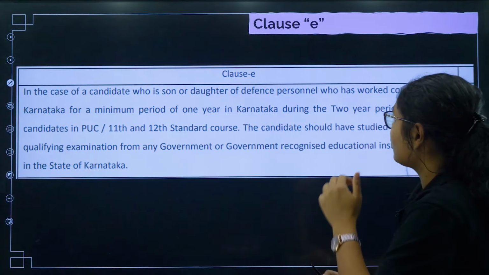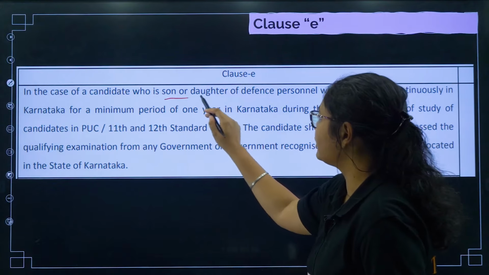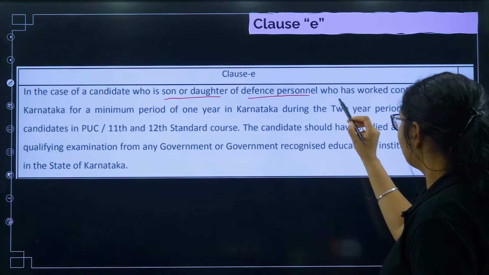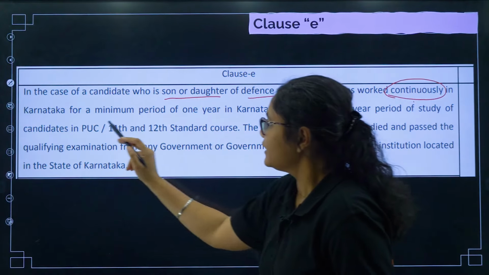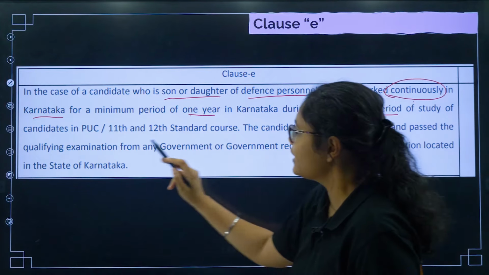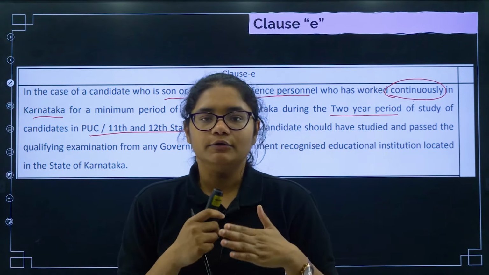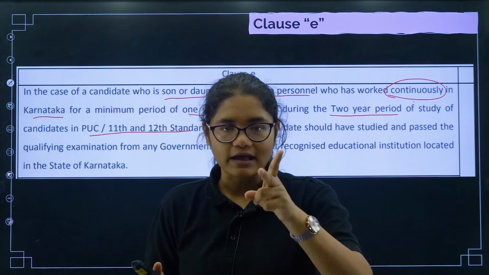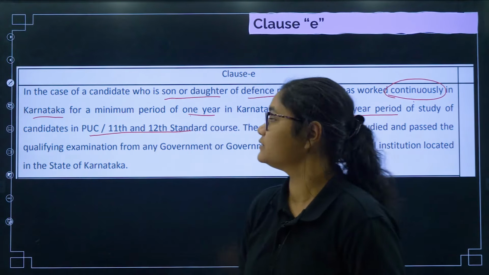Next, coming to clause E. Here, in the case of a candidate who is the son or daughter of a defense personnel, if your parent belongs to the defense personnel who has worked continuously, this word is very important, continuously in Karnataka for a minimum period of 1 year during the 2-year period of study of the candidate in 11th and 12th standard course. So for example, 2023 to 2025 you are in 11th and 12th. Out of these 2 years, if for any 1 year your parent has served continuously in the defense, then you are eligible for clause E.